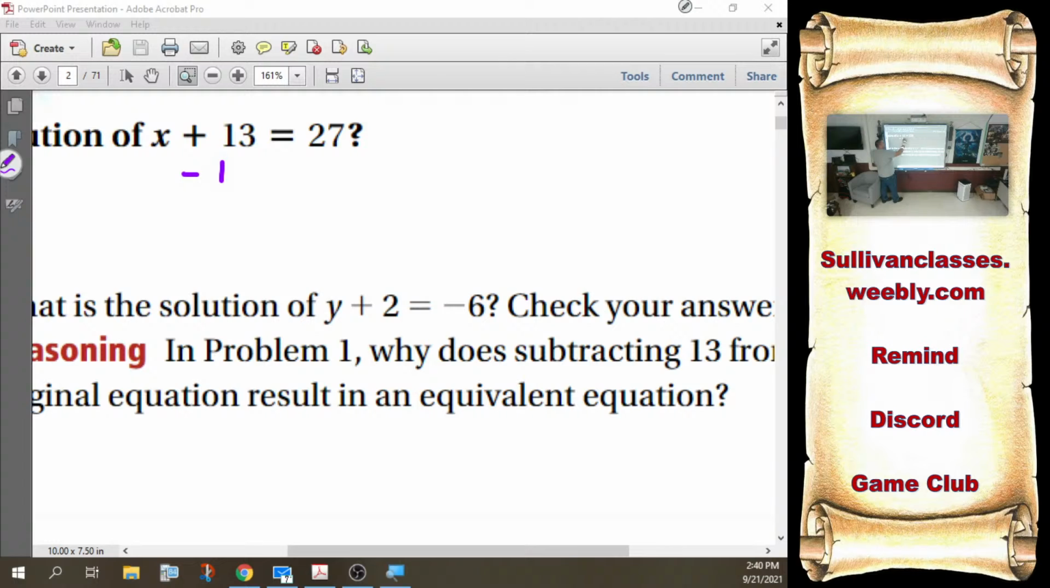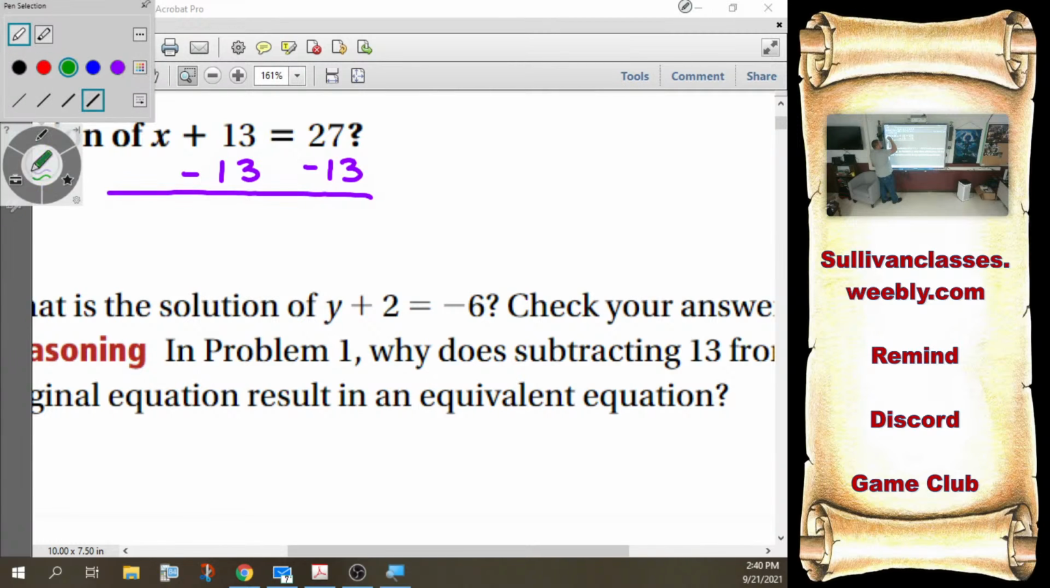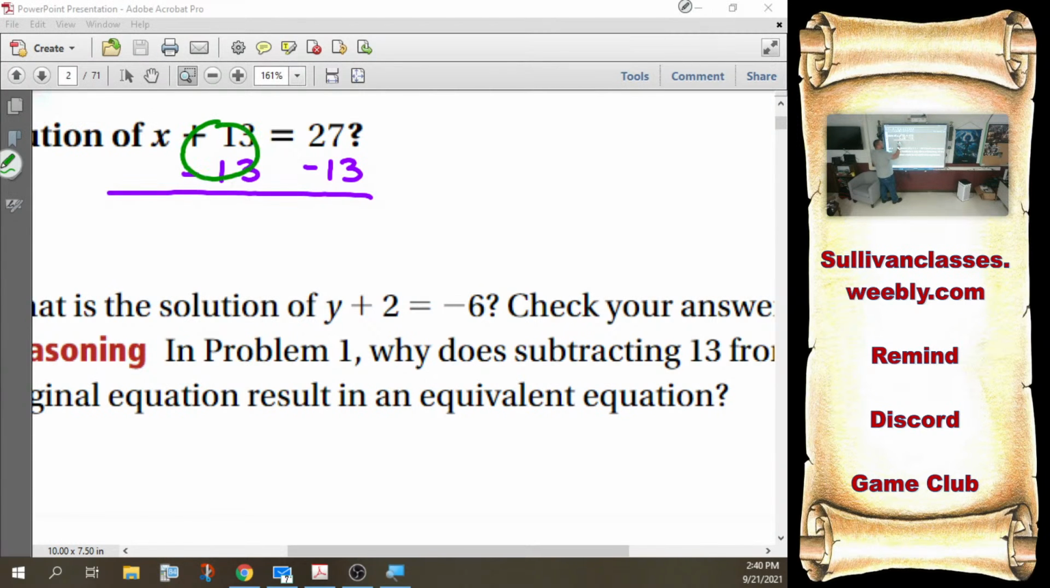The opposite of plus 13 is minus 13. Do it to both sides. Show that 13 minus 13 is 0. Drop the x because I haven't touched anything yet, and then call it 14. Does that look familiar? Like the full process.